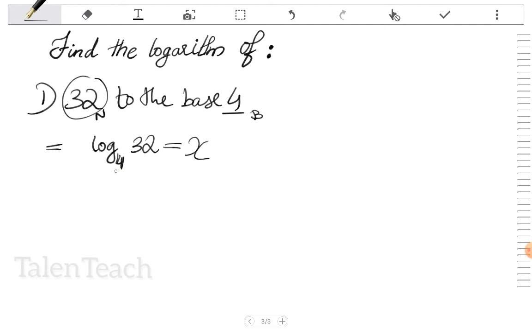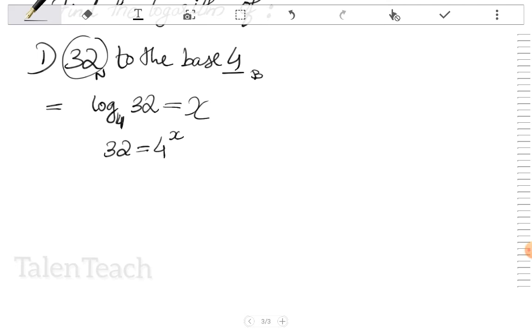The next step is to write it in exponential form. The format of exponential form is number is equal to base raised to power. So here the number 32 is equal to the base 4 raised to the power x. Now the next step is to make the base the same.